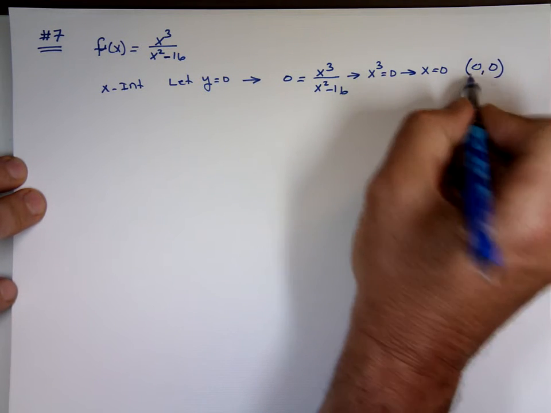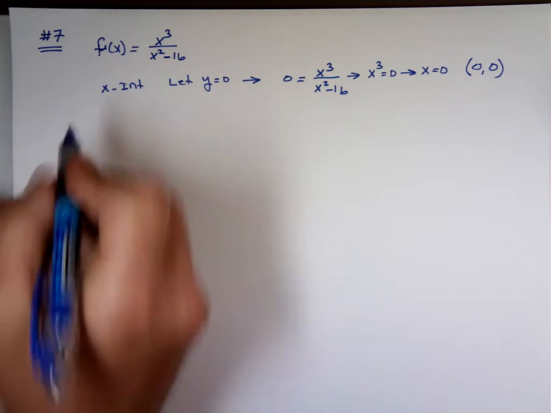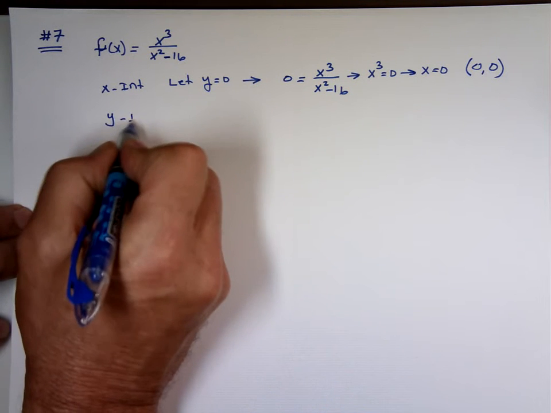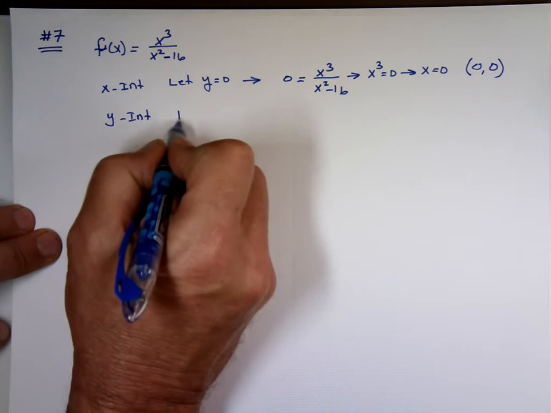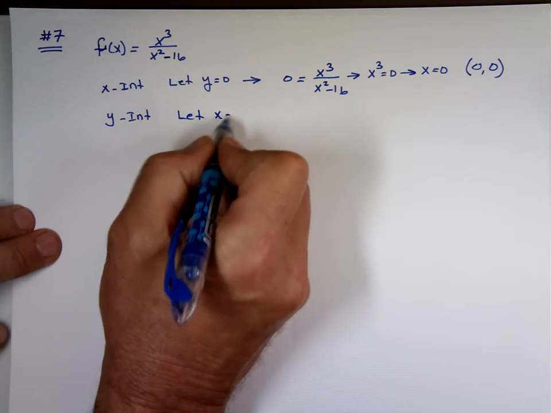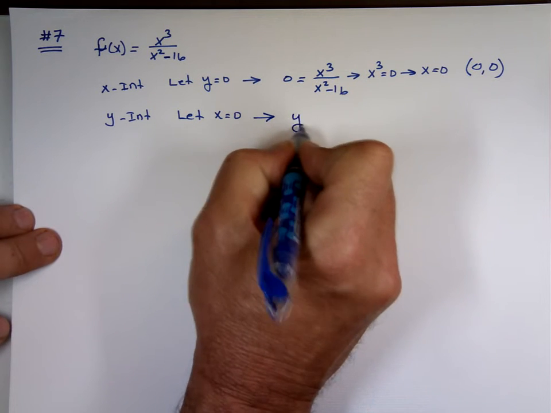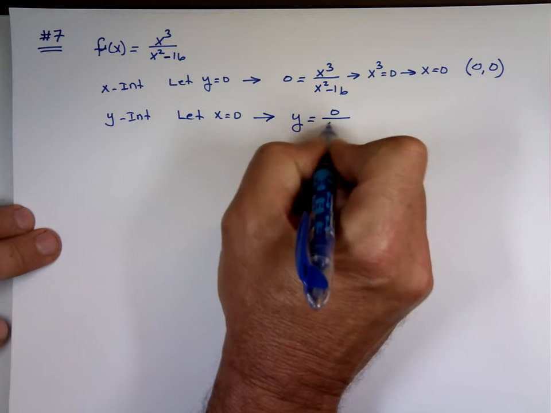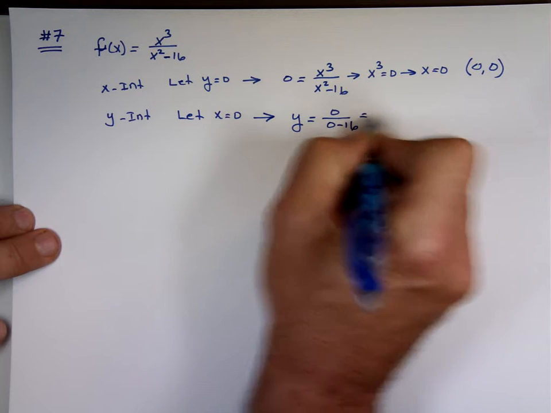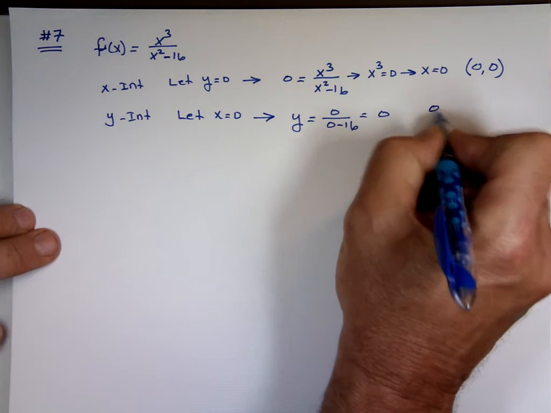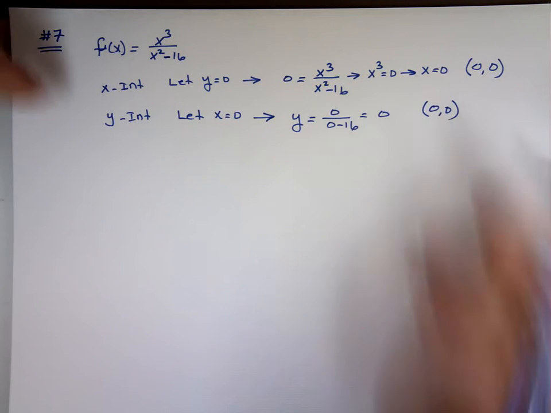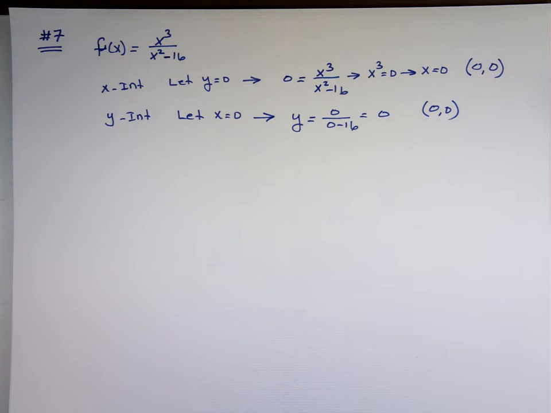Since it didn't say which intercept, let me find the y-intercept. You're going to find out in this case it's the same point. You let x equal 0. If you let x equal 0, y equals what? 0 over 0 minus 16, which is what? 0. What do you know? It's the same point. So that's why they didn't call it x-intercept or y-intercept. They said the intercept. It happens to be the same for both the x and the y. That's 0 comma 0.